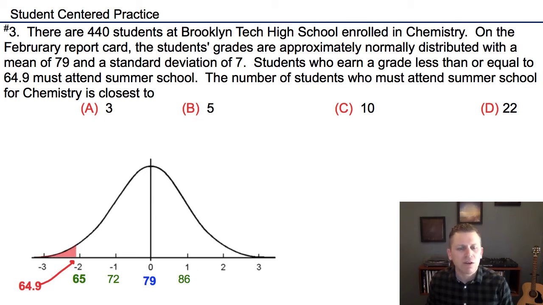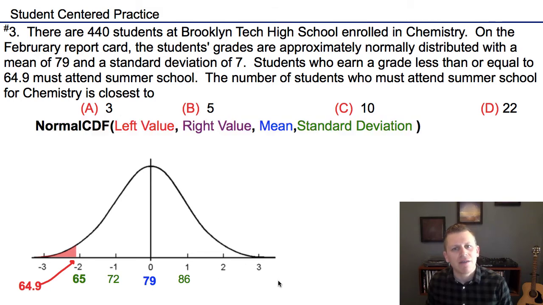In order to do this, we're going to have to use our Normalcdf formula. First thing we want to plug in is the leftmost value, which we don't know. We want all of the grades that are less than 64.9. You could assume that the lowest grade a student could receive is 0, but to make it uniform, when we don't know a left value, we always just input negative 999,999. The right value here is going to be 64.9. The mean we can see is 79, and the standard deviation is 7.